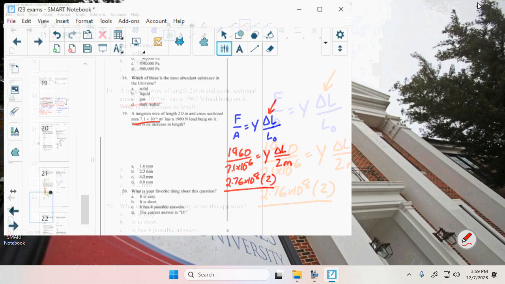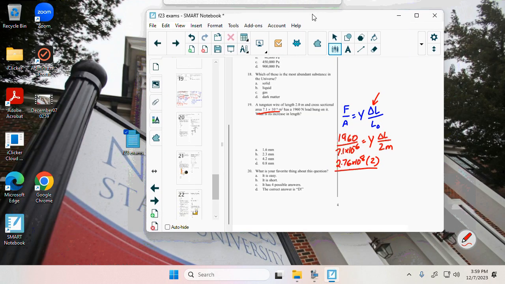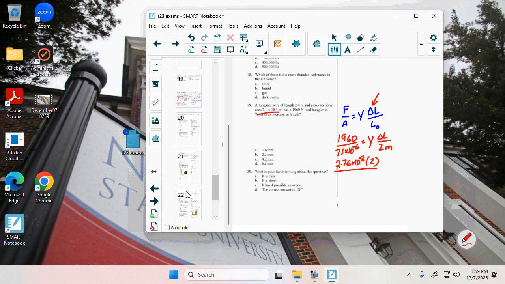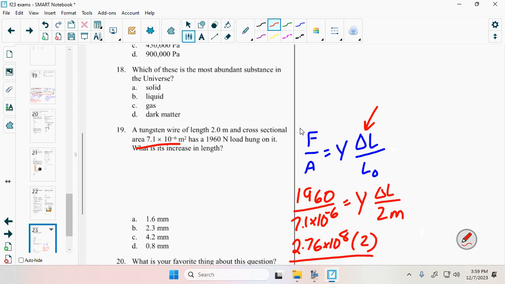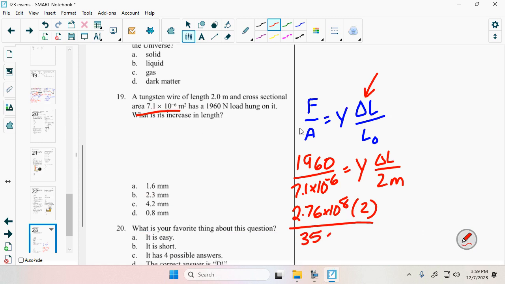Let's look up Y. Do you know what it is? 35 times 10 to the 10th. All right, so that times 2 divided by 35 times 10 to the 10th, and I get 0.0016. That should be 1.6 millimeters, right? That's in meters. To convert to millimeters, 1, 2, 3, 1.6 millimeters.